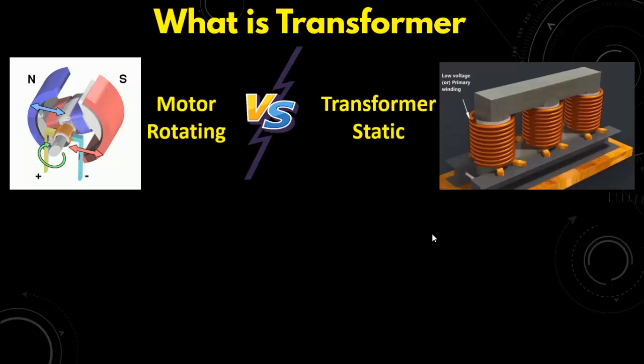Now let's see what is a transformer. Here on the left I have a motor, and on the right I have the transformer. As you can see, the motor is rotating, and unlike the motor, the transformer is a static device. The working principle of the transformer is exactly the same as the motor, based on the Faraday law of electromagnetic induction.